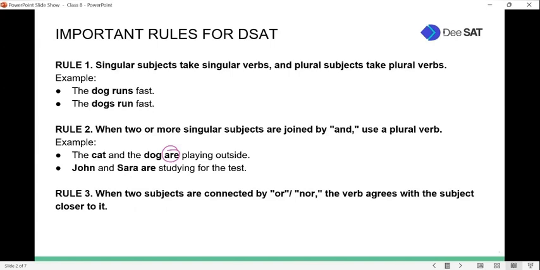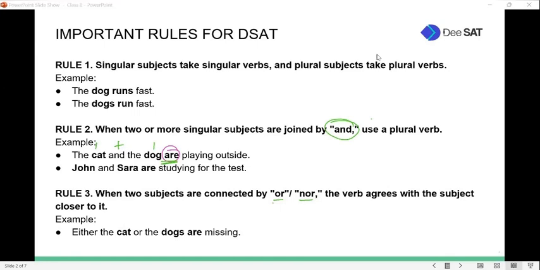The next rule that we need to talk about is when two subjects are connected by or and nor, the verb agrees with the subject closer to it. Now we talked about one conjunction, which was and, in which we said that 1 plus 1 makes it more than one and takes a plural verb. But in the case of or and nor, whichever subject is closer to the verb, that is the form with which it has to agree.